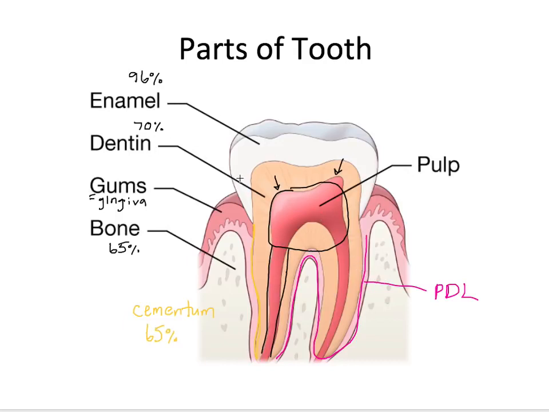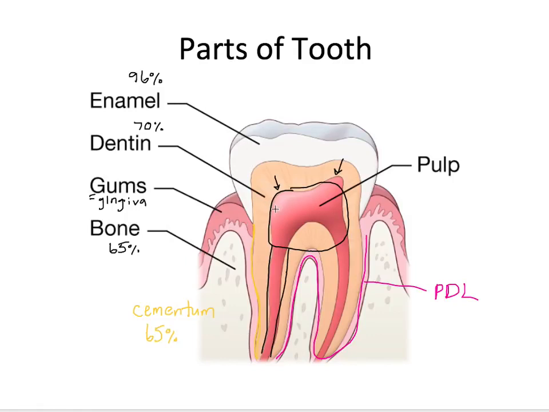So that about covers most of it. We have the enamel, dentin, and pulp layers of the tooth, and we have the gums and the bone that support it, as well as the PDL that connects it to the bone and holds it in place, and the cementum layer of the root.